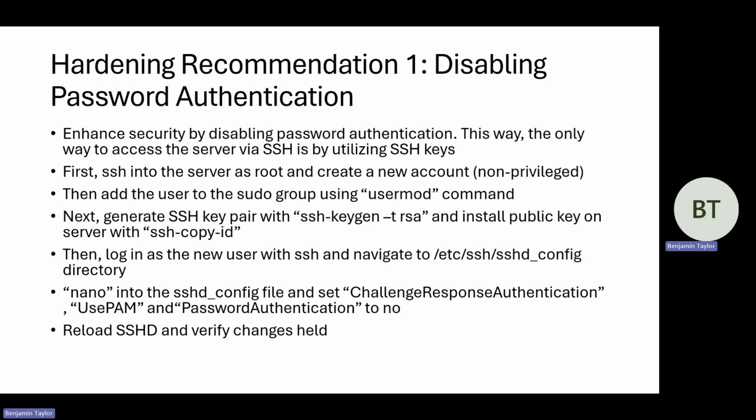So once you're logged in as the new user, you're going to navigate to the sshd_config file, which is located in the /etc/ssh directory. And you're going to run the sudo nano command to get into it. And you're going to need to change a few of the lines. So specifically what we're looking at is the ChallengeResponseAuthentication, UsePAM, and PasswordAuthentication lines. So you're going to want to change all of them from yes to no, to turn them off, disable them.